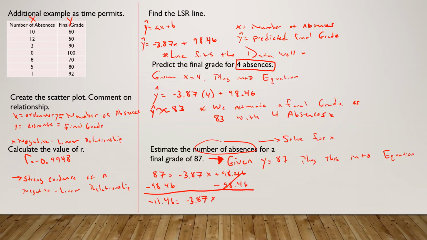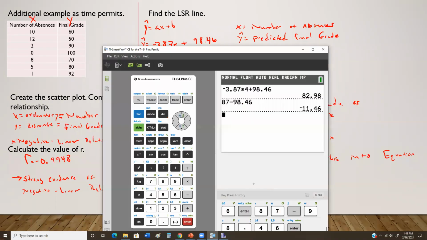And then what's the last step? You're going to divide each side by what? Yep, I'll get to that in a second. So when you do that, you get X is equal to 2.96, so I'm going to round it to 3.